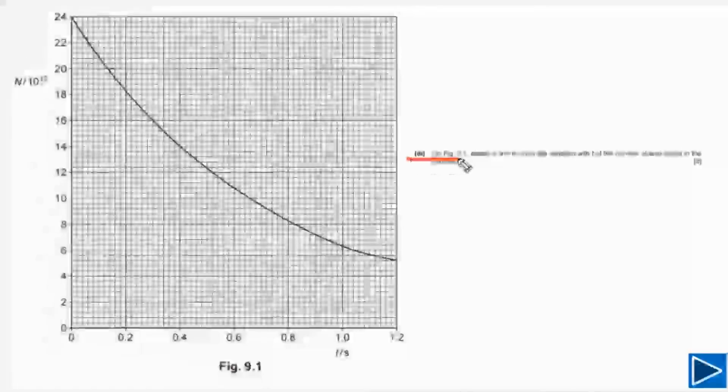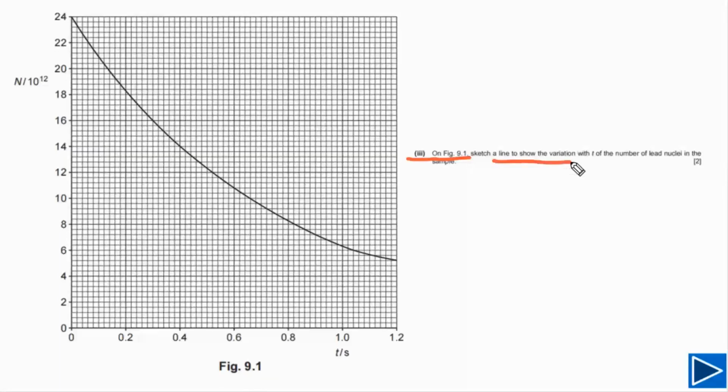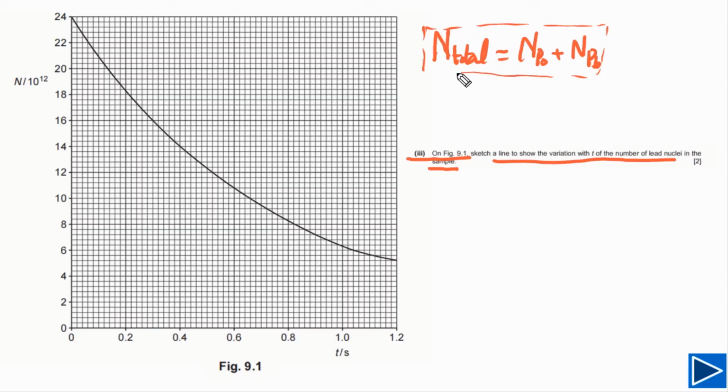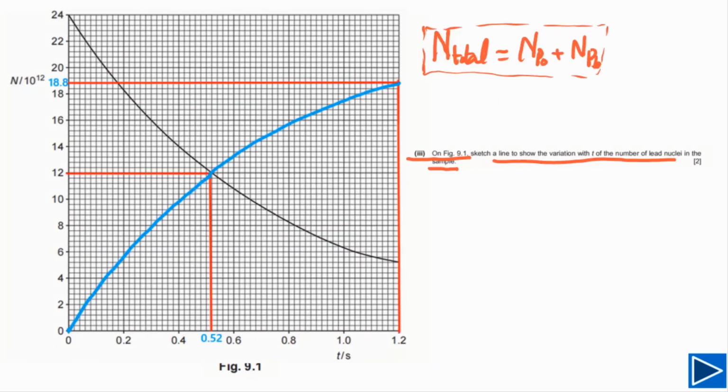For the next part, on figure 9.1, we need to sketch a line to show the variation with time t of the number of lead nuclei in the sample. It is given to us that polonium decays into a stable isotope of lead. It simply means that the total number of nuclei at any given time has to be equal to the number of polonium nuclei plus the number of Pb, meaning lead. By keeping this fact in mind, we can sketch the graph. The graph will be just a reflection of the given curve. Let me show you how you can sketch the graph.